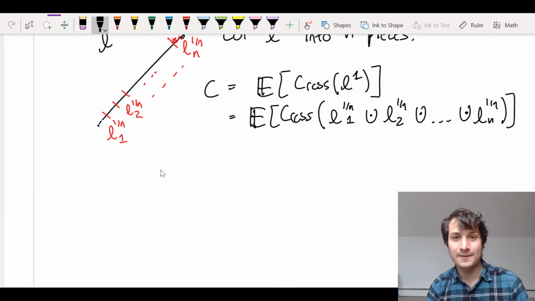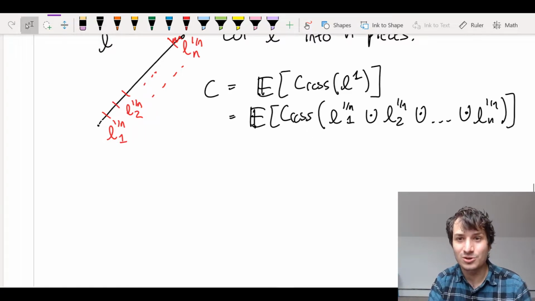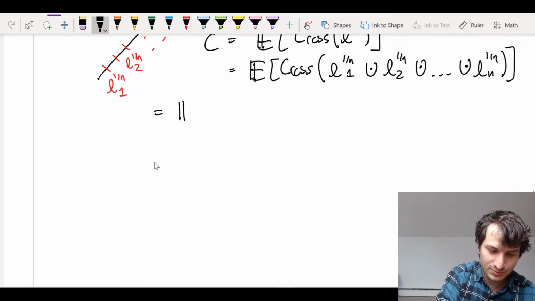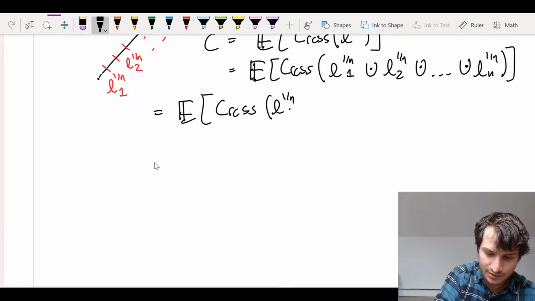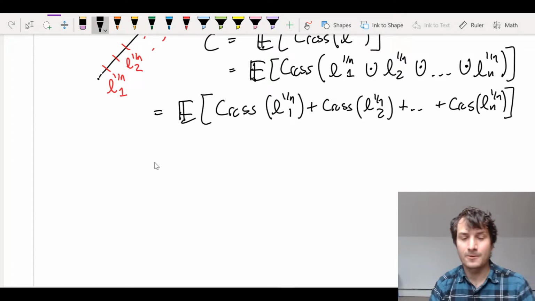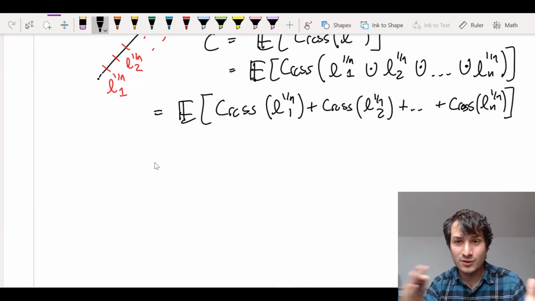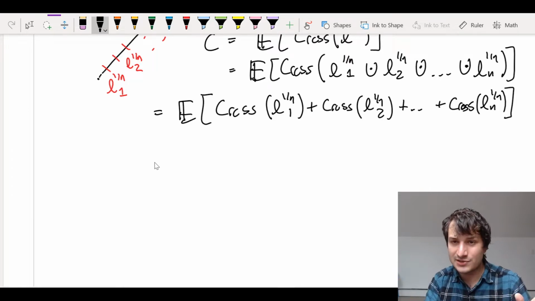So it's the union of these n pieces. Okay, so here's the nice thing. If you have disjoint unions, the number of crossings is the sum of the crossings of the individual pieces. So in other words, crossings are sort of linear with respect to unions. So what does this mean? So you get the crossings of L1 over n1 plus the number of crossings of L1 over n2 plus dot dot dot plus the number of crossings of Ln 1 over n. So taking the union of all the pieces and doing the crossings, that's the same as taking the number of crossings and adding them up.